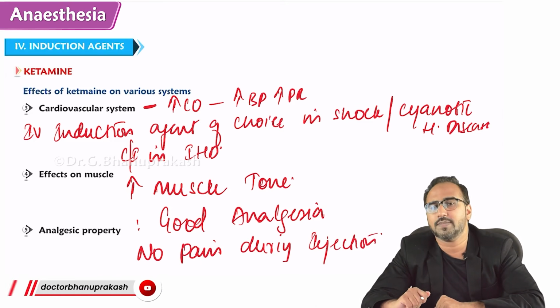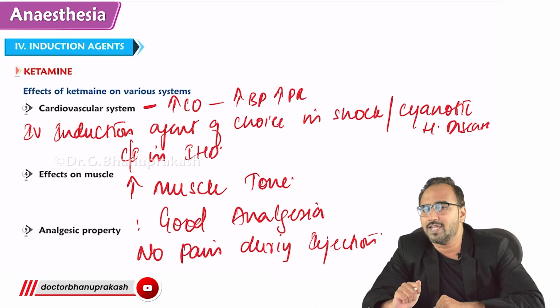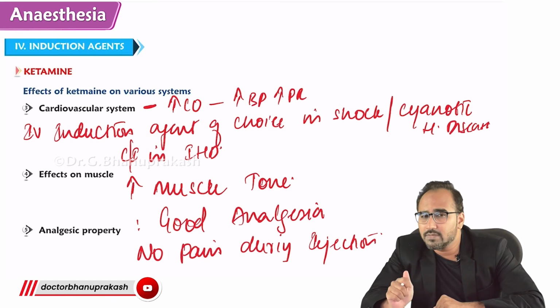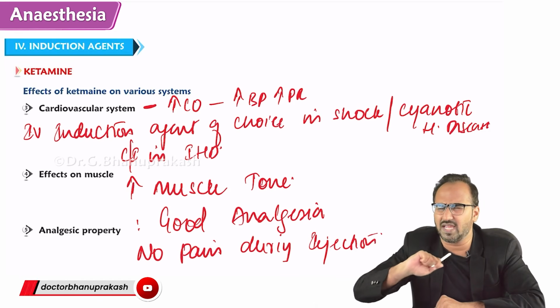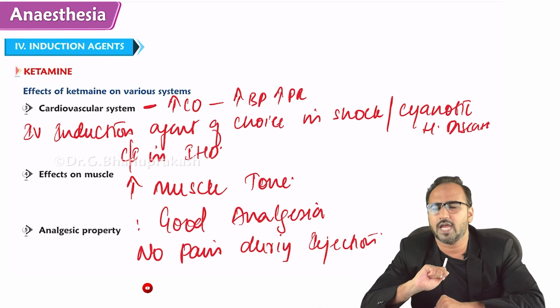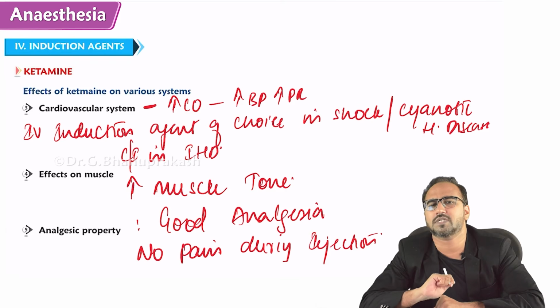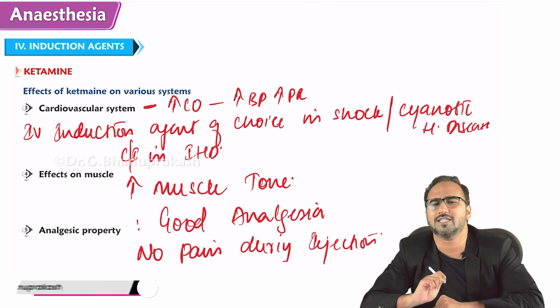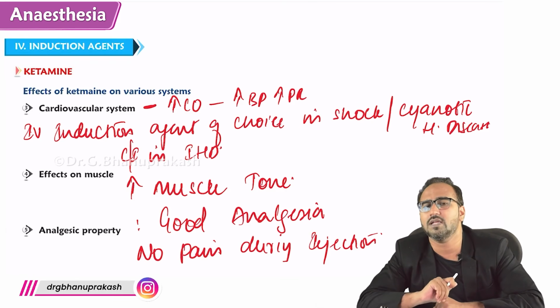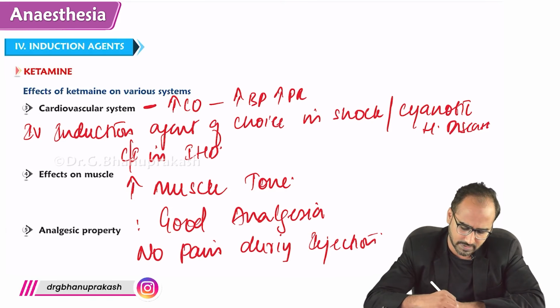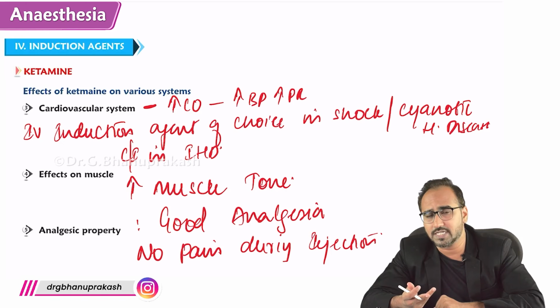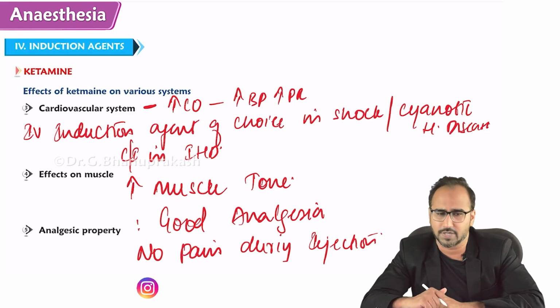That's regarding the effects of ketamine on various systems. Remember, ketamine is the worst enemy of the CNS, with all its contraindications coming from the CNS, and a friend of the other systems. It is the IV induction agent of choice for other systems except for ischemic heart disease. But it is the IV induction agent of choice in shock and cyanotic patients.